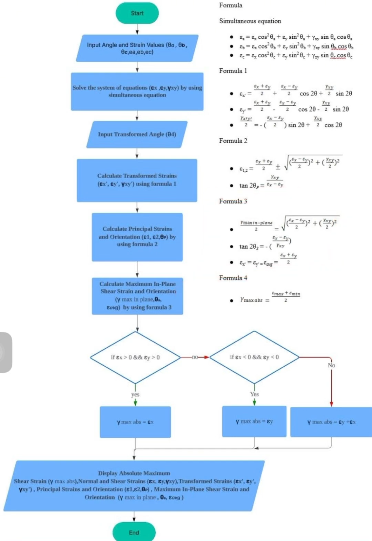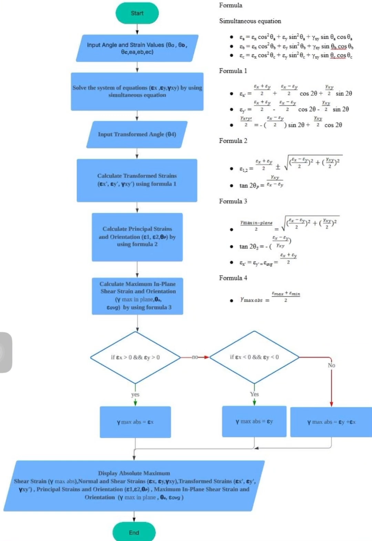And the eighth stage, the decision process. If epsilon x is bigger than 0 and epsilon y is bigger than 0, it will compute yes, and the result will come out as gamma maximum absolute equal to epsilon x. And lastly, it will display the absolute maximum shear strain, normal and shear strain, transverse strain, principal strain and orientation, and maximum in-plane shear strain and orientation, and then we'll end.